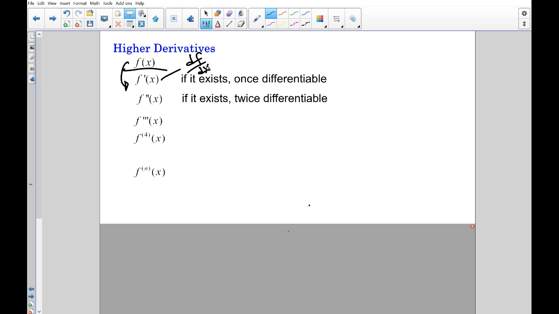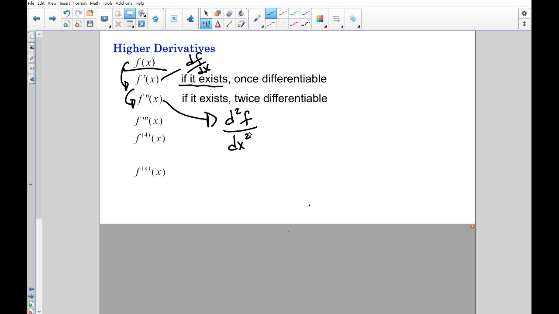Now, after that, we have to have the derivative exist so we can find it, and it exists on an interval. And on that same interval, if we're able to differentiate it again, using our same tools and techniques for differentiation, we can get the second derivative. I could also represent this in Leibniz notation as d squared f of dx squared.